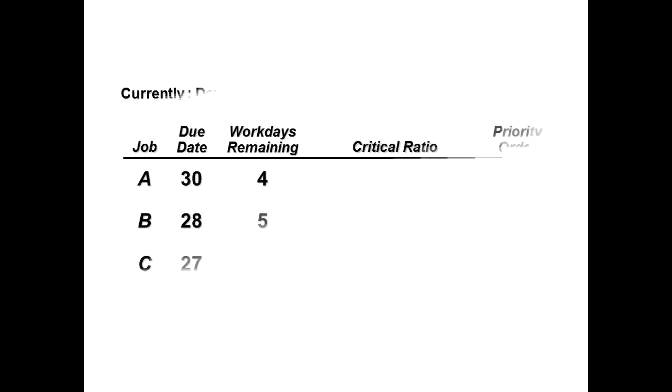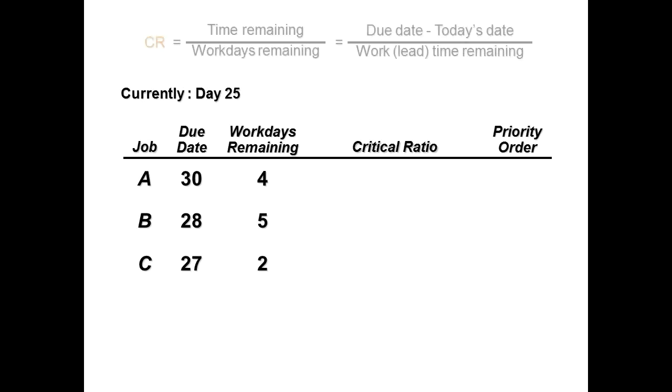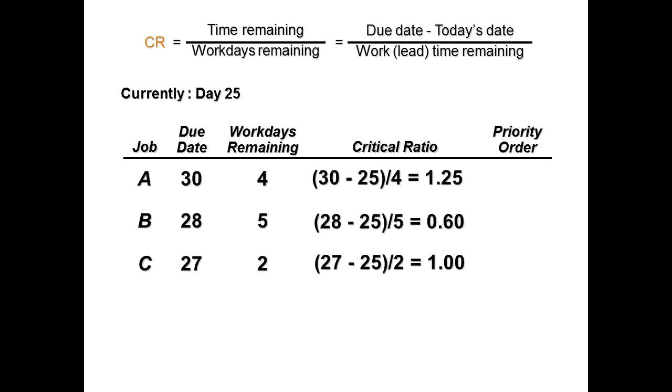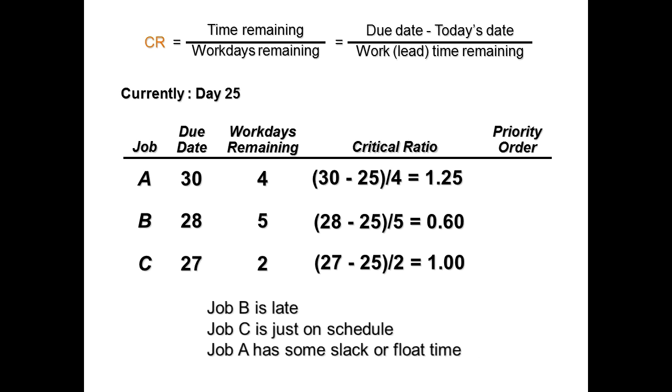Given the information as shown, by using the critical ratio formula, we calculate the critical ratio for the jobs. From the calculated critical ratios, we notice that job B is late, while job C is just on schedule, and job A has some slack or float time. So the sequence of jobs will be B, followed by C, and finally A.